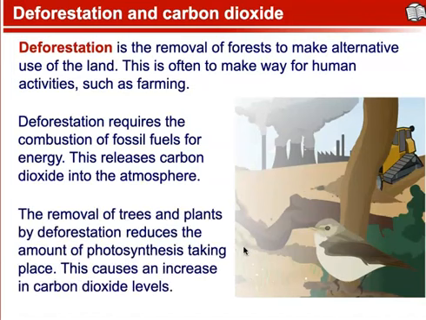The removal of trees and plants by deforestation reduces the amount of photosynthesis taking place. This causes an increase in carbon dioxide levels. Carbon dioxide is stored in trees and other plants. When we burn these trees or other plants, the carbon dioxide is released into the atmosphere.